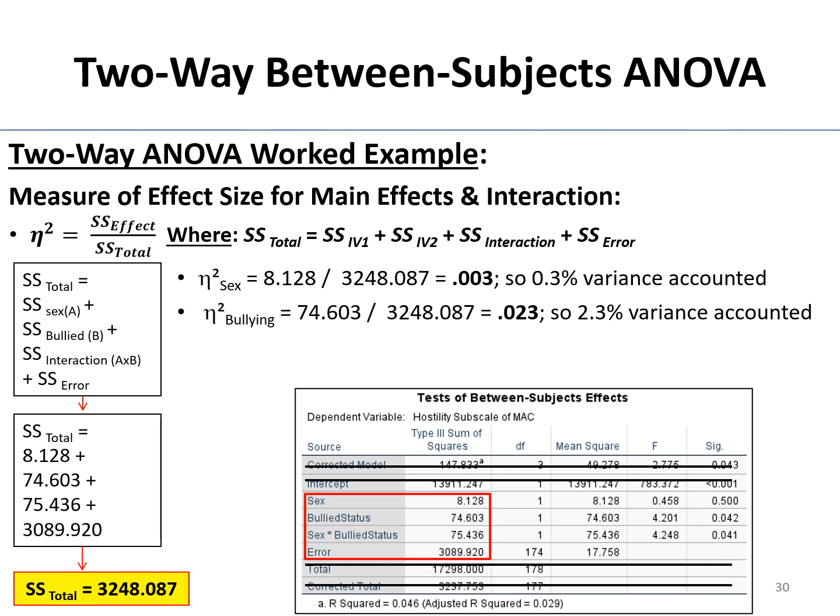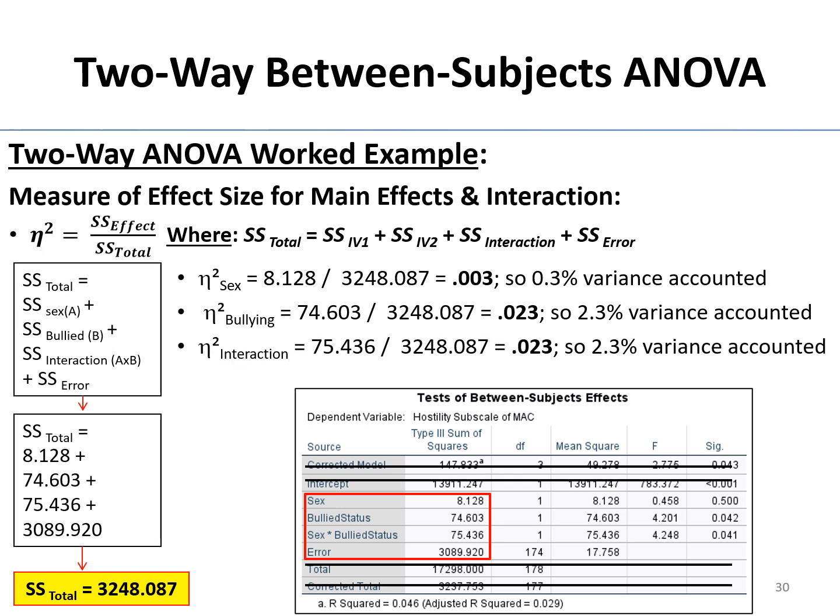So sex alone, remember it wasn't significant, accounted for 0.3% of variability. Bullying alone, this is the main effect of bullying, accounted for, if you scooch the decimal over twice to the right, 2.3% of the variability. And there's our interaction, also significant. So our interaction is 0.023.